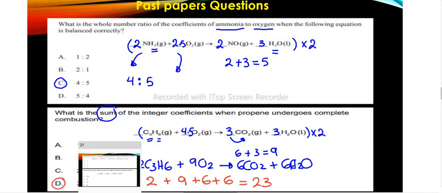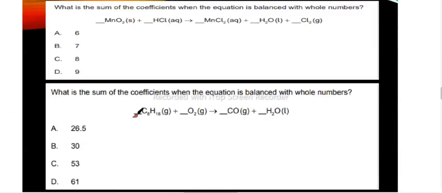Continuing with more ideas. What is the sum of the coefficients when the equation is balanced with whole numbers? So another time I need to balance, and I'm going to add all the coefficients. Starting with the Mn, it is 1 and 1 for each. I have 2 oxygens, so I will multiply my water by 2. I have hydrogens, which is considered here as 2.